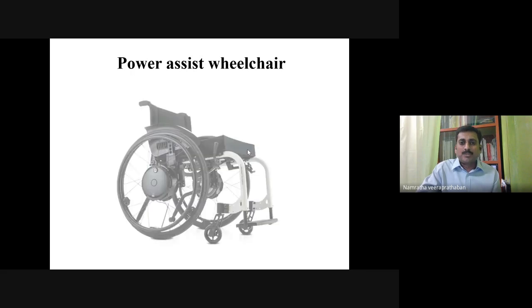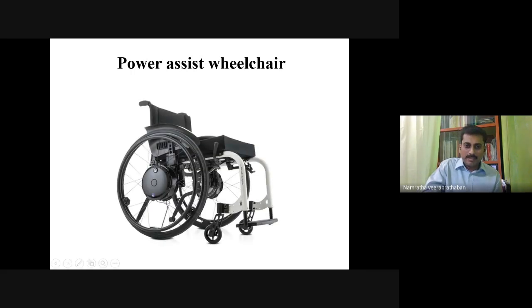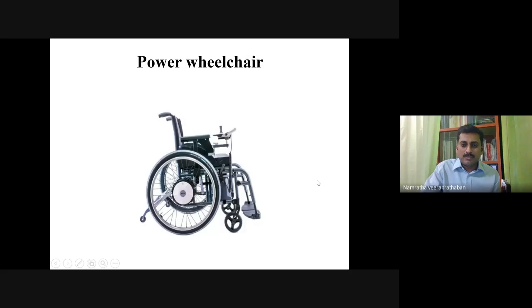Now we have a power assist wheelchair. This is how the power assist wheelchair looks. There is a motor on the rear wheels on either side. And the power wheelchair, if you see, there is a motor and there is a joystick also. Okay, this is a power wheelchair model, and there is a battery down under the cushion.